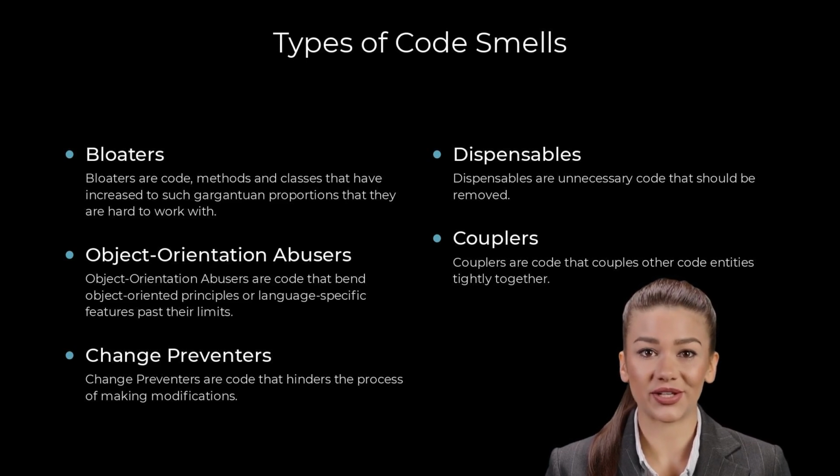5. Couplers. Code smells in the couplers category refer to excessive dependencies between classes and modules, leading to tightly coupled code. These smells include feature envy, message chains, and middleman. We'll explore the dangers of tightly coupled code and the benefits of refactoring towards a more loosely coupled architecture, enhancing code reusability and testability.